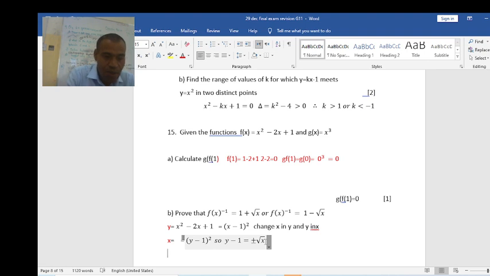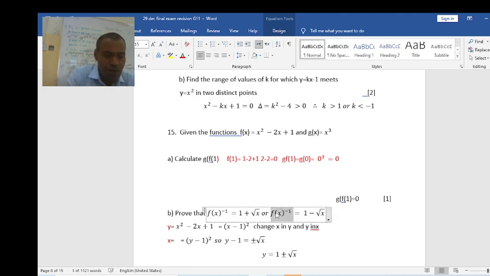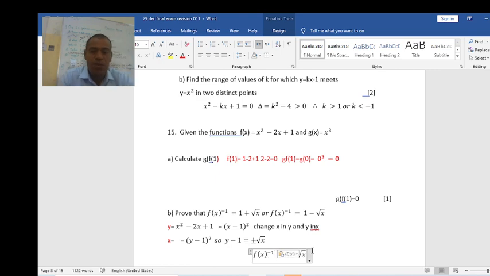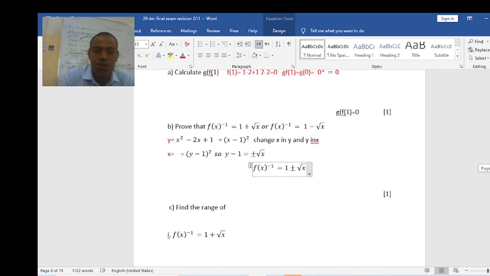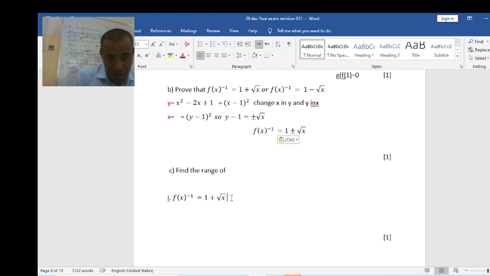Now I will transfer this one, so I will just write 1 here. Then I will erase this one. Clear? So this is f inverse as a conclusion. Therefore, f inverse is equal to 1 plus or minus the square root of x. Now find the range of 1 plus the square root of x. So we move to this one to find the range.